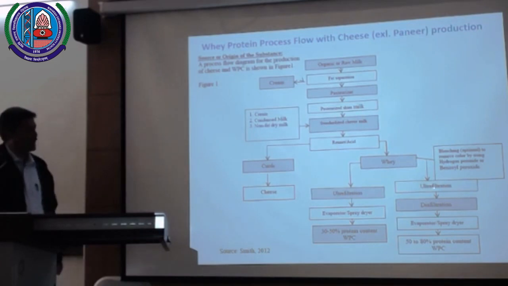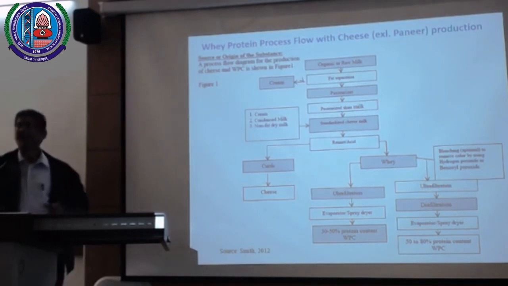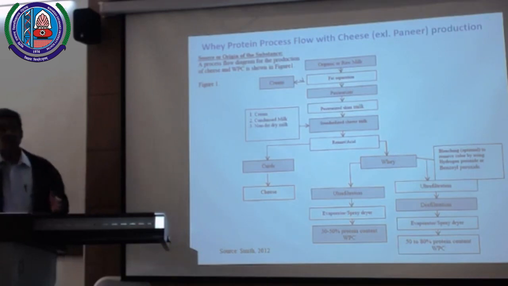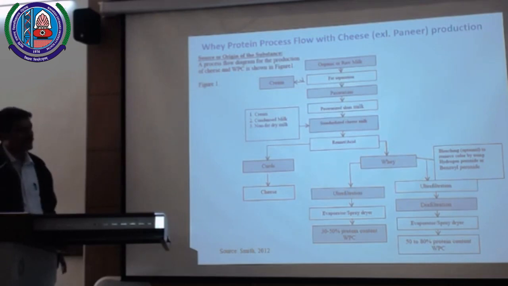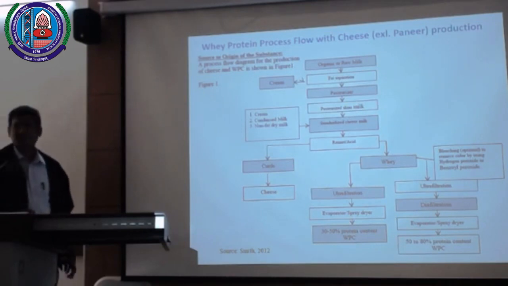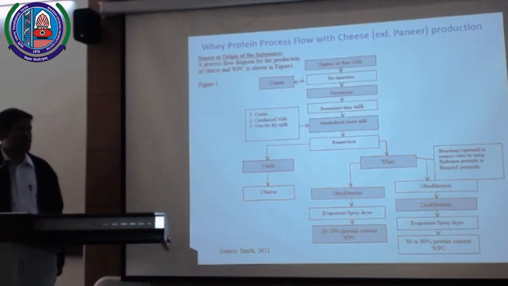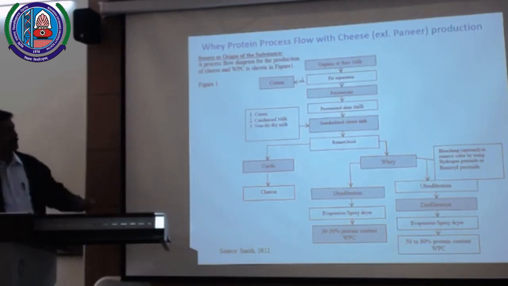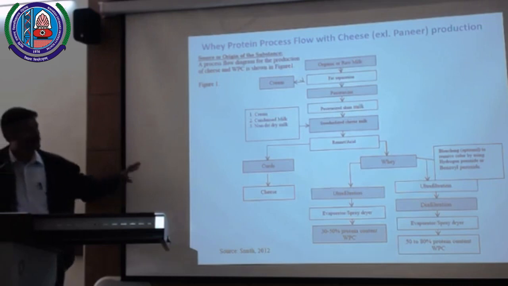The filtration, diafiltration here, is basically membrane filtration based on the cut of molecular size. So you're using different membranes to filter it out. When you evaporate it in the spray dryer, you get around 50% to 80% whey protein concentrate. So this one is around 50% whey protein concentrate. This way we can produce the whey protein.